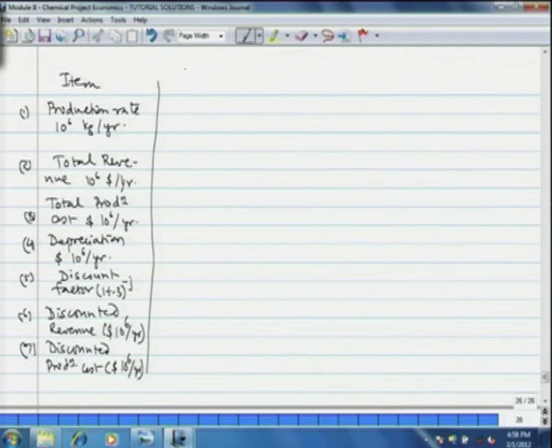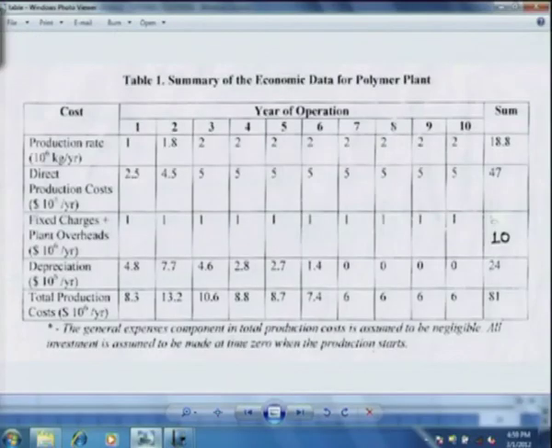Year 1. Here the production rate is half of the total installed capacity, so 1 into 10 to power 6 kg per year or 1000 tons per year. Total revenue, we assume unit product price to be P per kg, so total revenue in $1,000,000 is P. Then the total production cost has been given to us as 8.3, and depreciation as 4.8. Just look into the table.